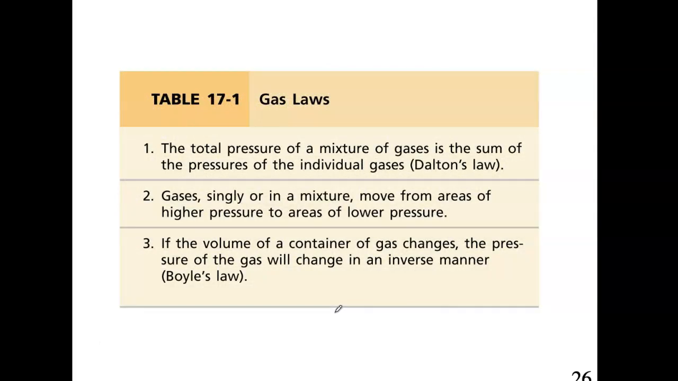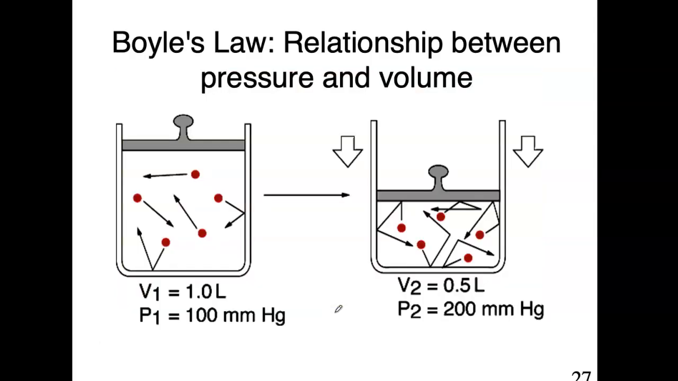And the last one is if the volume of a container of gas changes, the pressure of the gas will change in an inverse manner, and that's Boyle's law. I'll have to show you in a diagram. If you have a container, and this here is 1 liter, and you have 1, 2, 3, 4, 5 little molecules here of a gas, it has a certain amount of pressure, 100 millimeters of mercury of pressure inside this container, meaning these molecules are crashing along the edges of this container.